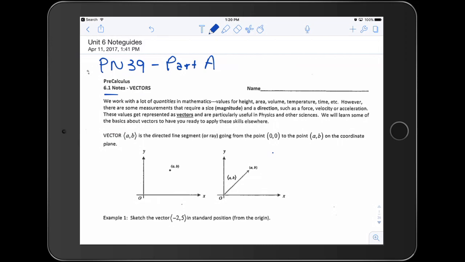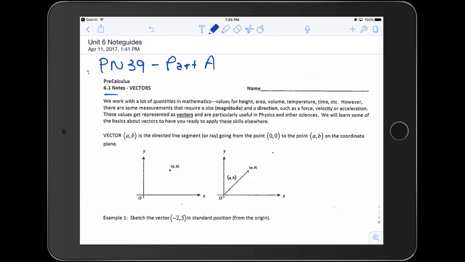We will learn some of the basics about vectors to get you ready to apply these skills elsewhere. So if you haven't taken a physics course yet, this will prepare you for that. If you have taken a physics course, what's really nice is that this will reinforce some of those skills that you have seen in those courses.